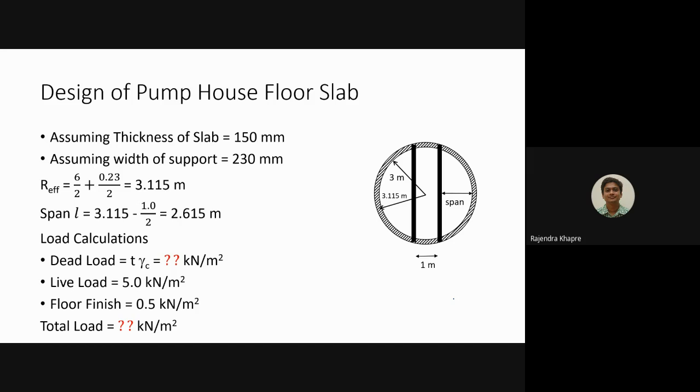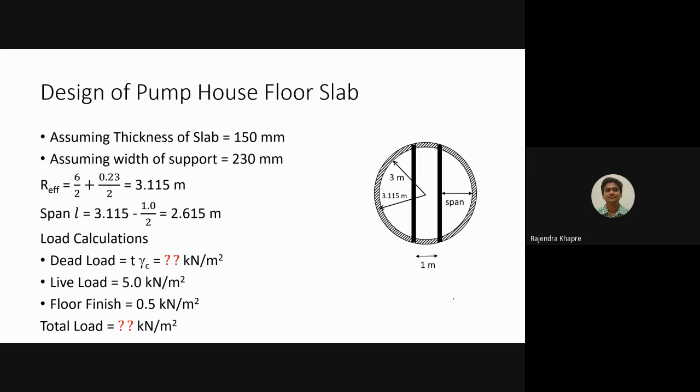So in this case, what we are assuming first is the thickness of the slab, because we have to do the calculations of design of slab. As far as this figure is concerned, the diameter of the slab is 6 meters. So based on this 6 meters diameter, we are taking a judgment, and accordingly we are assuming the thickness of the slab as 150 millimeters, and then width of the support.